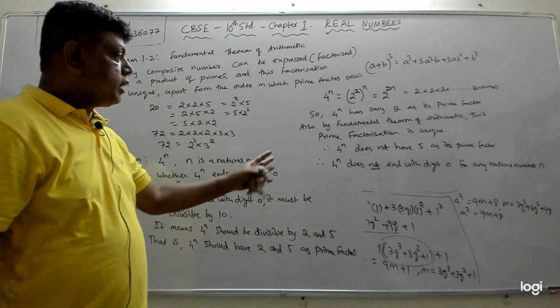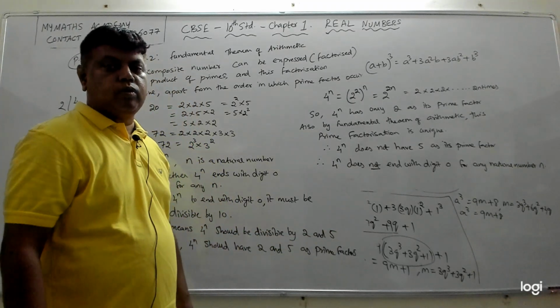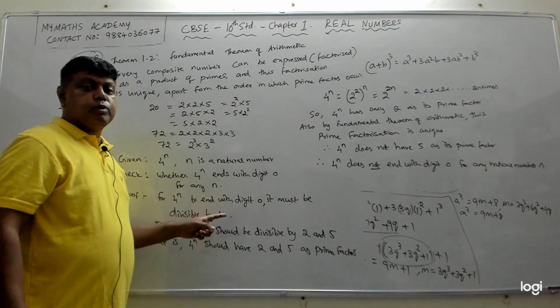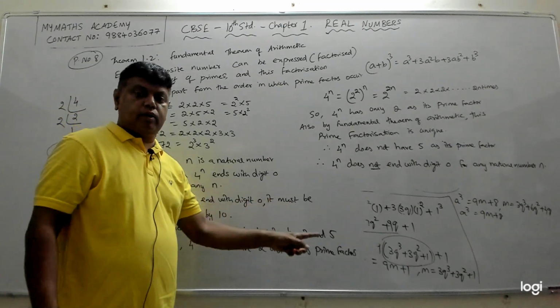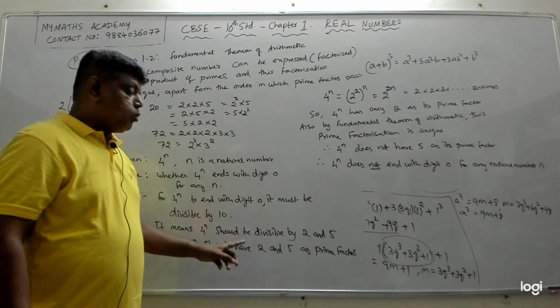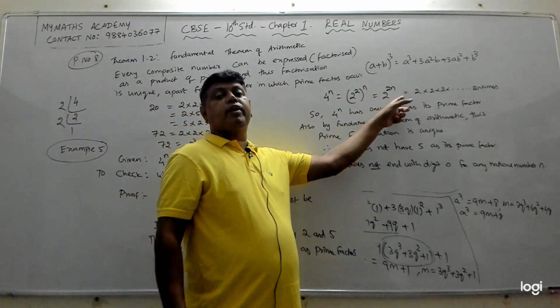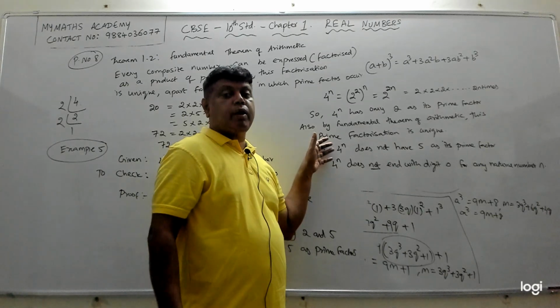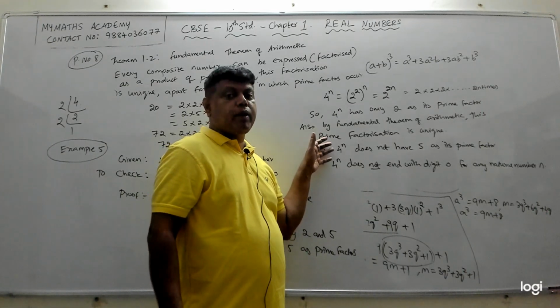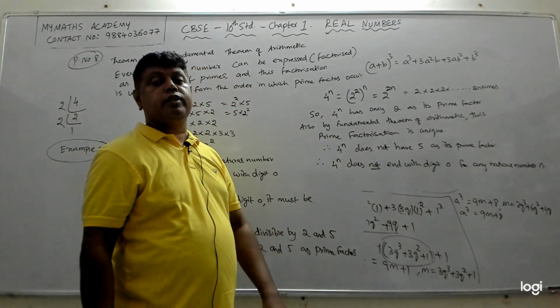So they asked us to check, we checked it, and we realized that 4 power n will not end with 0. Because for 4 power n to end with 0, it must be divisible by 10. For a number to be divisible by 10, that number should be divisible by 2 and 5. If a number has to be divisible by 2 and 5, then it should have 2 and 5 as its prime factors. But 4 power n has only 2 as the prime factor, which means 4 power n does not have 5 as the prime factor. When 4 power n does not have 5 as the prime factor, then 4 power n is not divisible by 10, which means 4 power n will not end with digit 0.